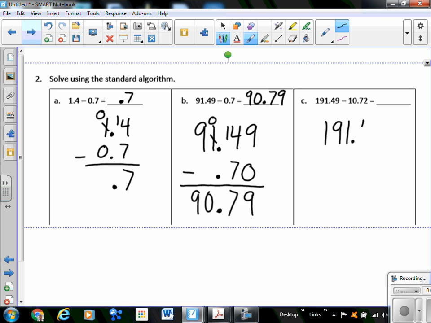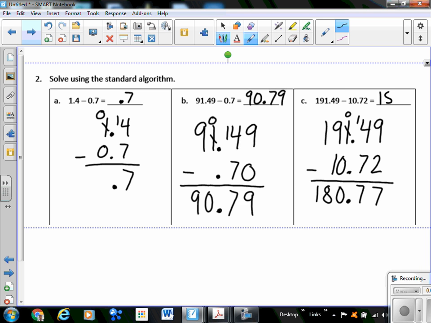Next one, we have 191 and 49/100, lining it up, 10 and 72/100. Subtract 9 minus 2 is 7. We need to borrow, make that into a 14. 14 take away 7 is 7. 0 minus 0 is 0. 9 minus 1 is 8. 1 minus nothing is 1. Bring our decimal point down. We're going to have 180 decimal point 77.